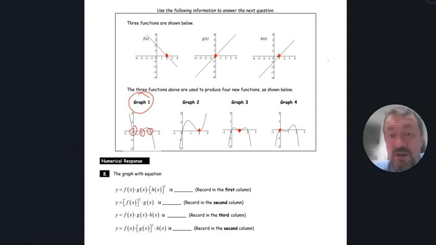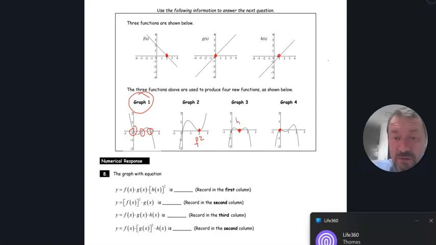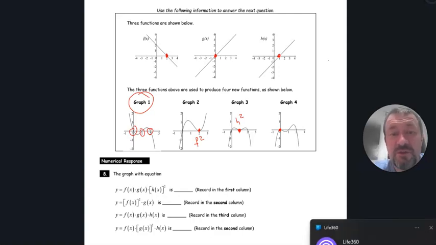Now notice how they're changing. First of all, graph 2 has the root with a multiplicity of 2 at 2. Well, that corresponds to f, so that's basically going to be f squared. Graph 3 has the multiplicity of 2 root there at 1, so this is going to be h of x squared. And then graph 4 has the 0 with a multiplicity of 2 at the origin. Well, that's going to be g squared.